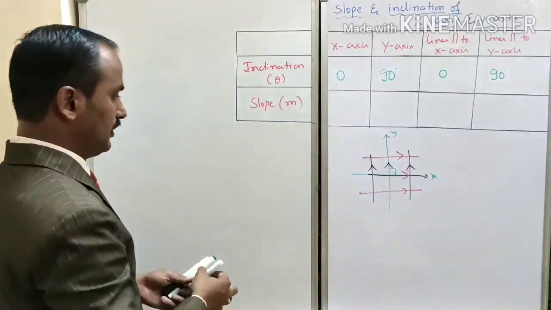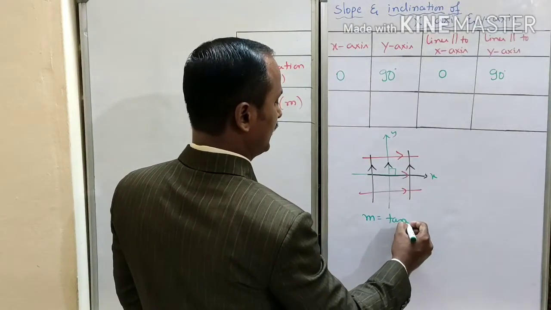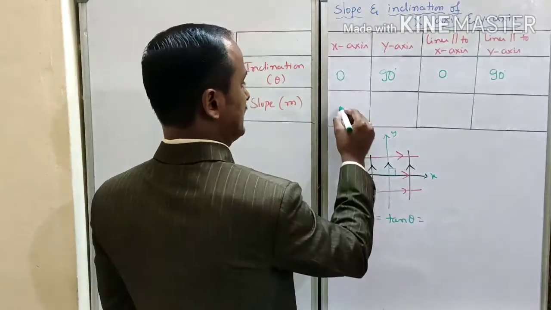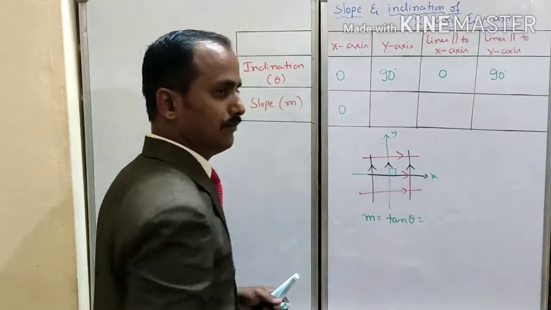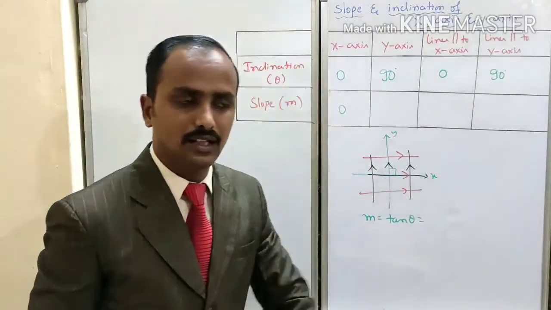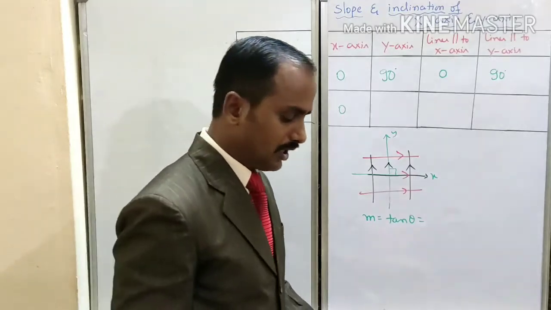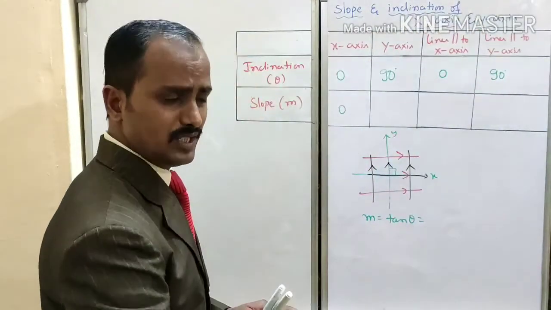Now coming to slope. Slope formula, you know that, dear children. I write here, m is equal to tan theta. Theta value is 0, which means tan 0 is 0. So the slope of the x-axis is 0. See, here a horizontal ground is there. Ground slope is 0. We are walking, no problem. That slope is 0.